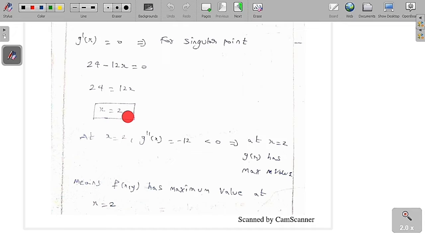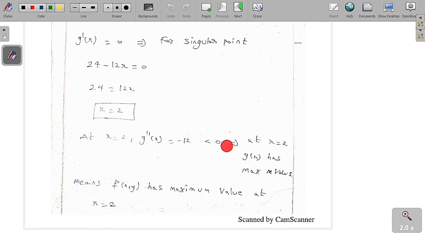So at x is equal to 2, you are going to get a peak value. We need to figure out whether it is a positive peak or negative peak, that is, whether it is a minimum or maximum. The condition is: g double dash of x is equal to minus 12, irrespective of x, so we can say it is less than 0. Whenever the double derivative at a particular point is less than 0, we can say that at that point we are going to get a maximum value. If it is greater than 0, we are going to get a minimum value.